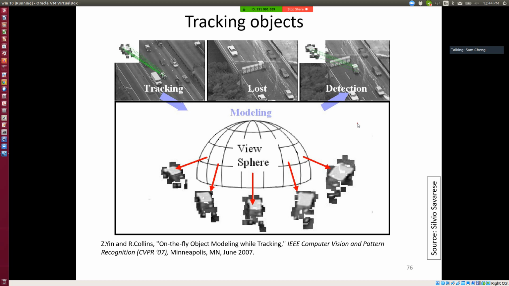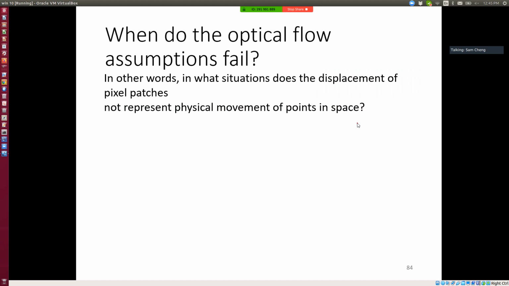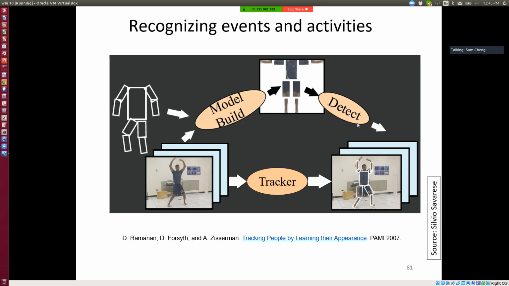You can do tracking, apparently, and also recognizing events, like based on how someone moved, then you can model, okay, this is dancing and this is jumping and so on and so forth. But I don't know, this is kind of an old paper, probably not the state of the art now.